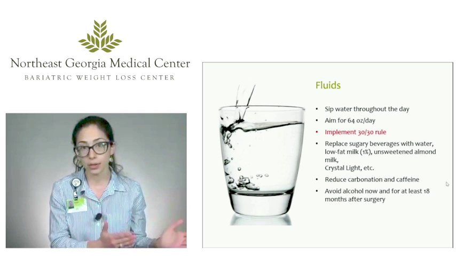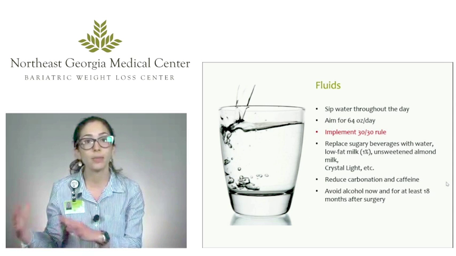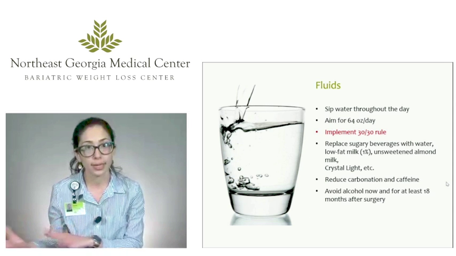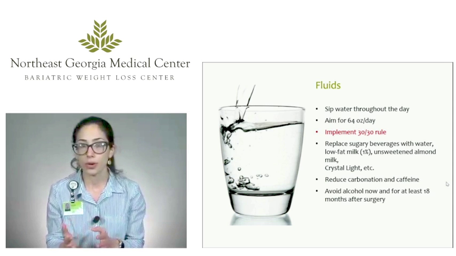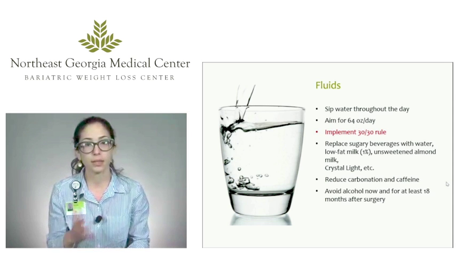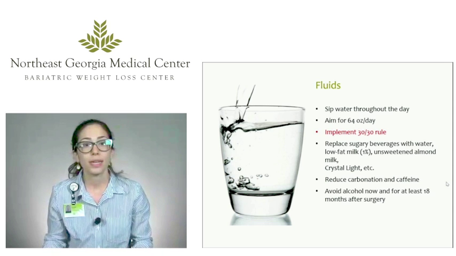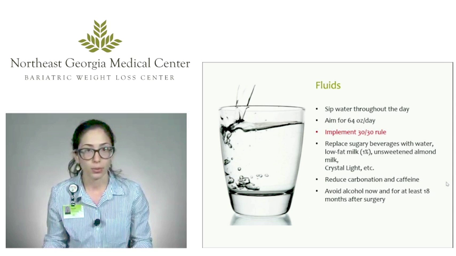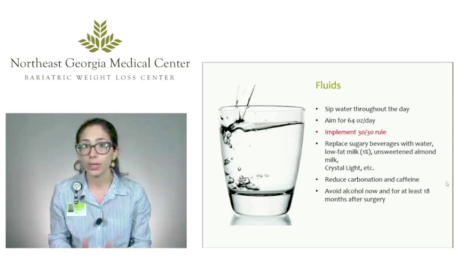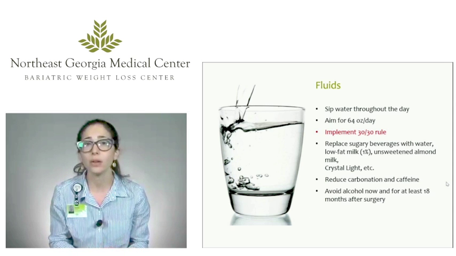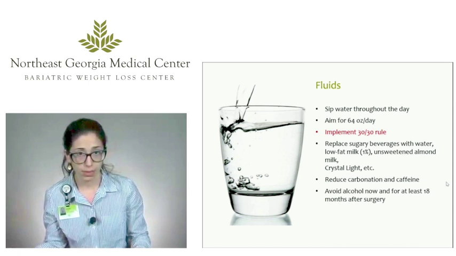So sipping your water, small sips throughout the day, is going to be the best way to meet your hydration needs, which is around 64 ounces a day. It could be less or more depending on your needs, but that's a good average. Very important is going to be to implement the 30-30 rule, which means that you would have to stop your intake of fluids 30 minutes before the meal and wait to drink anything at least 30 minutes after the meal.